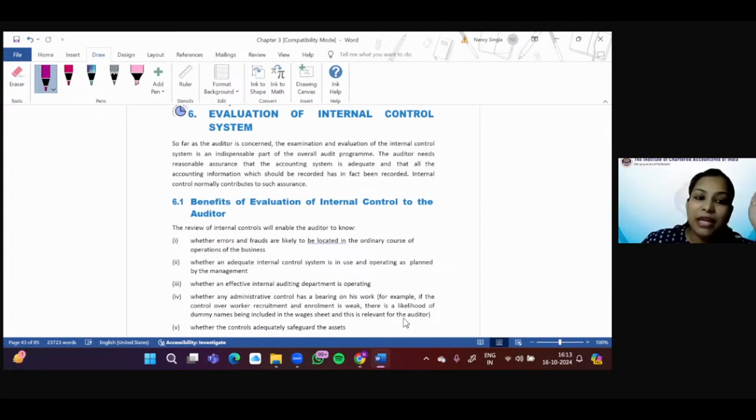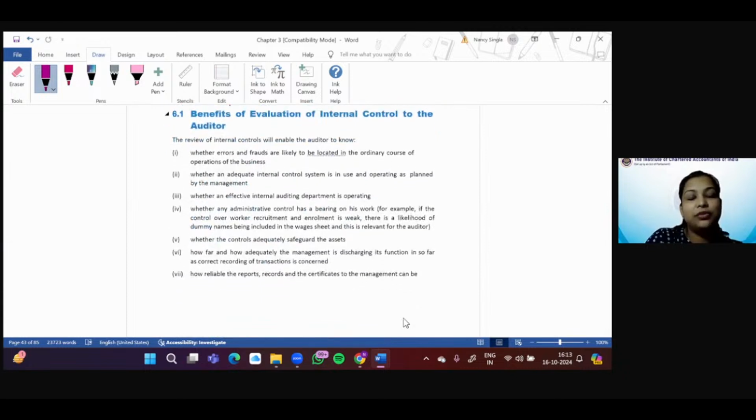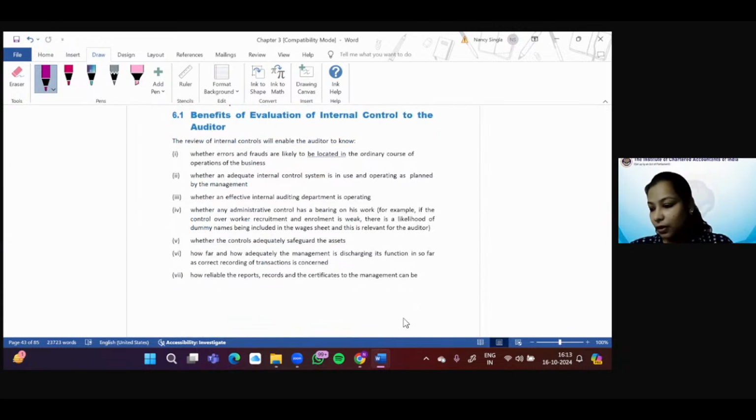Now, the various benefits that will come to the auditor when he evaluates the internal control system are given in paragraph 6.1, on page number 3.43. Before looking at the points given in the module, students, tell me one or two points. What benefits come to your mind, the benefits of evaluation of internal control to the auditor? Quickly send in your replies.